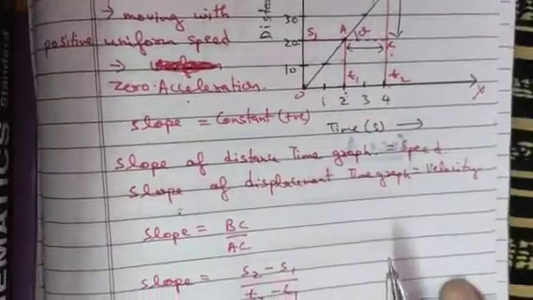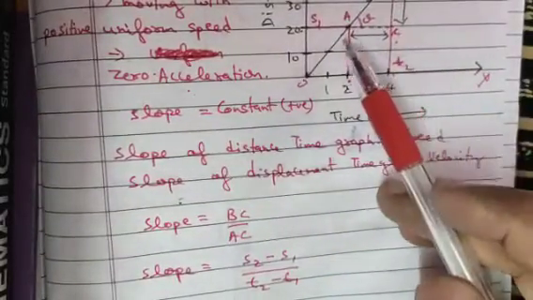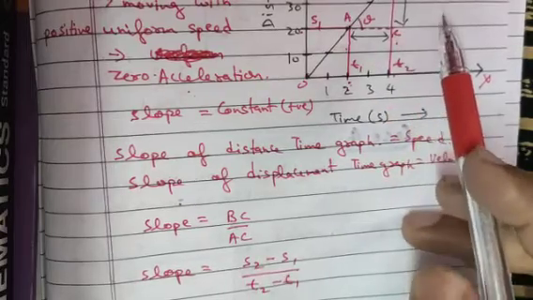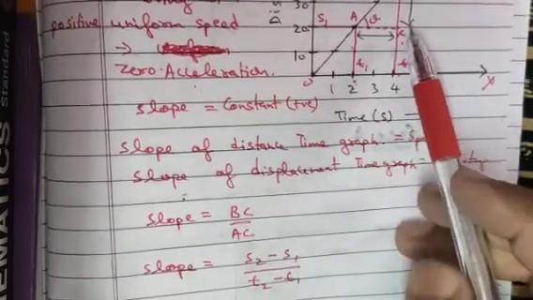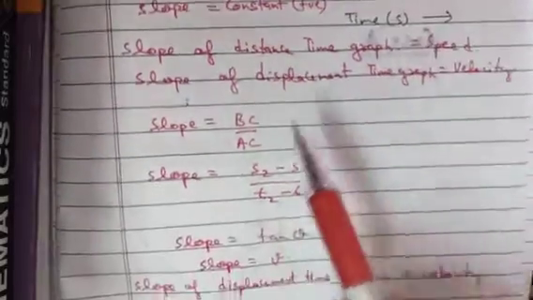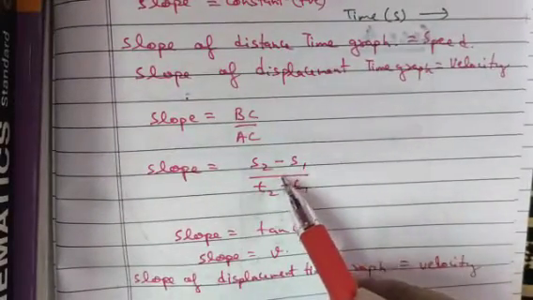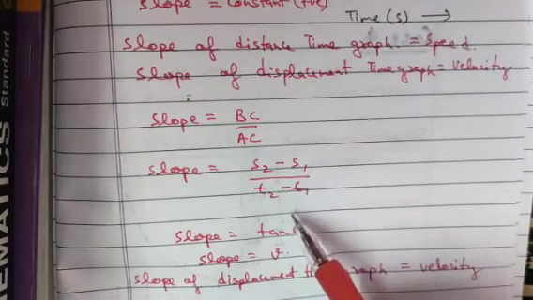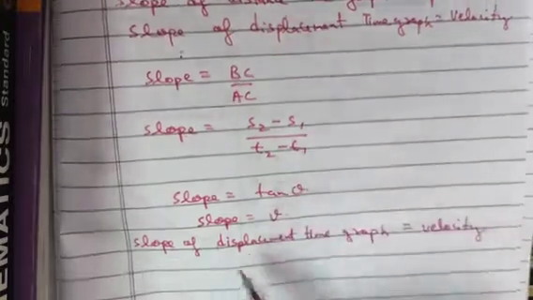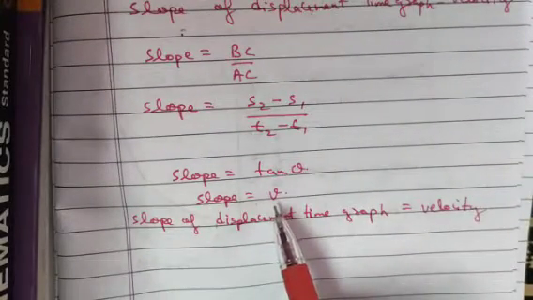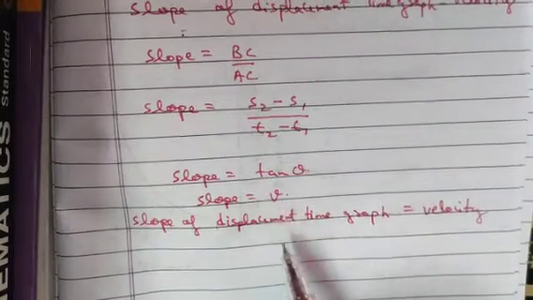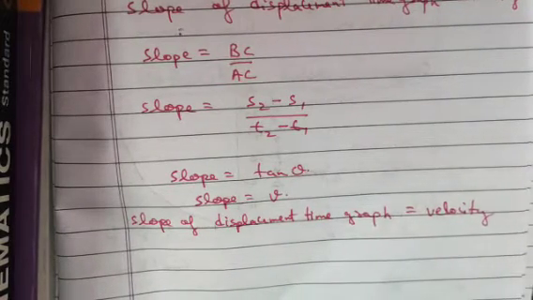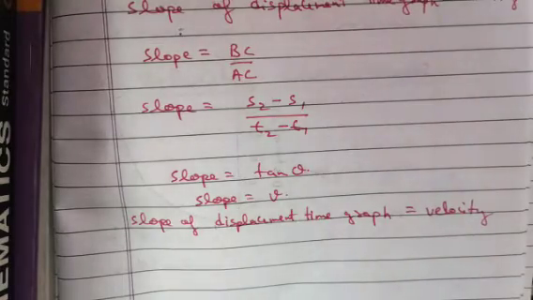So the slope will be S2 minus S1 upon T2 minus T1. You can simply remember like this, that in a distance time graph, the slope will be S2 minus S1 upon T2 minus T1. And S2 minus S1 means distance and T2 minus T1 means time. So distance upon time is speed. So we say that the slope of a distance time graph will give you the speed, or the slope of the displacement time graph will give you the velocity.